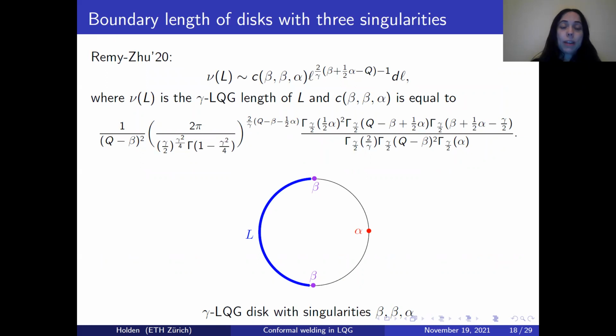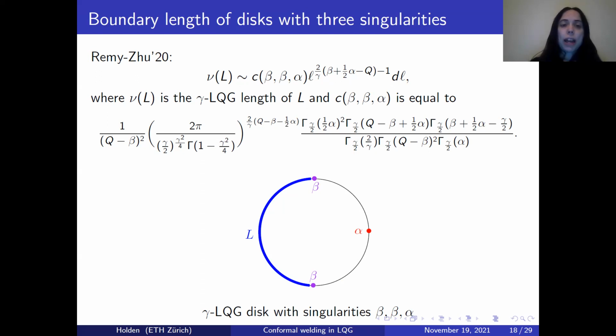So the first input that we're using is the result due to Remy and Zhu. Remy and Zhu are considering the LQG disk with 3 mark points. They're considering one boundary arc, which is here called L, and they're giving an explicit formula for the law of the length of L. It's not so hard to argue that the law of the length of L is given by some power law with some explicit power. But what is very hard is to identify the constant appearing in front of this power law. And Remy and Zhu compute an explicit formula for this constant by using techniques from Liouville conformal field theory.